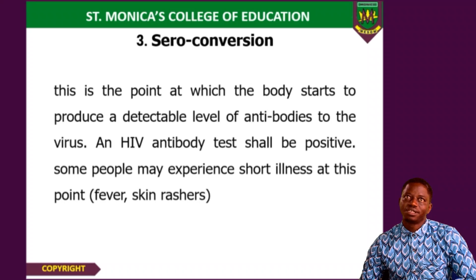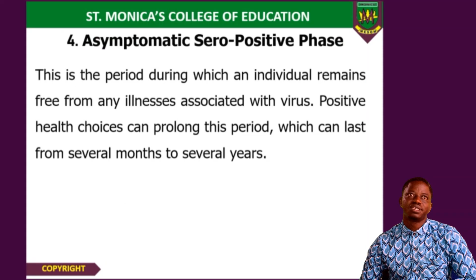Then let's look at the 4th stage. We call it the asymptomatic seropositive phase. This is the period during which an individual remains free from any illnesses associated with the virus. So positive health choices can prolong this period, which can last from several months to several years. But when we talk of positive health choices, we are talking about taking a balanced diet, drinking clean water, and also exercising your body, and also abstaining from sex.